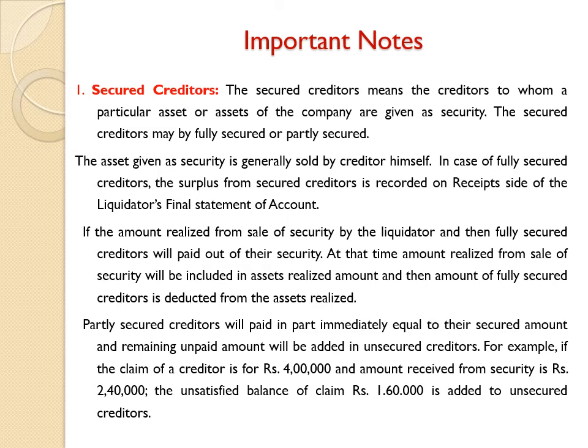Out of 4 lakh we are paying 2 lakh 40,000, and the unsatisfied balance or remaining claim of rupees 1 lakh 60,000 is added to unsecured creditors. It means it is recorded under unsecured creditors on the payment side of the liquidator's final statement of account.